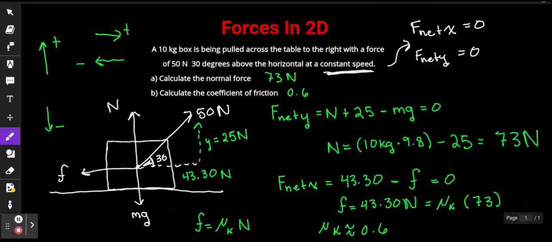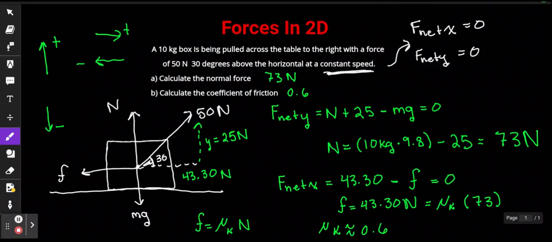And we knew to set them equal to 0 because it was at a constant speed. Sometimes you can set it equal to ma if it's experiencing acceleration or if the net force is not 0. So let's go over another common example, which is the incline.